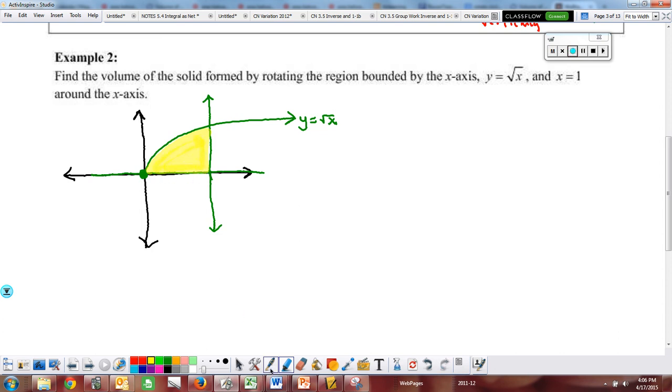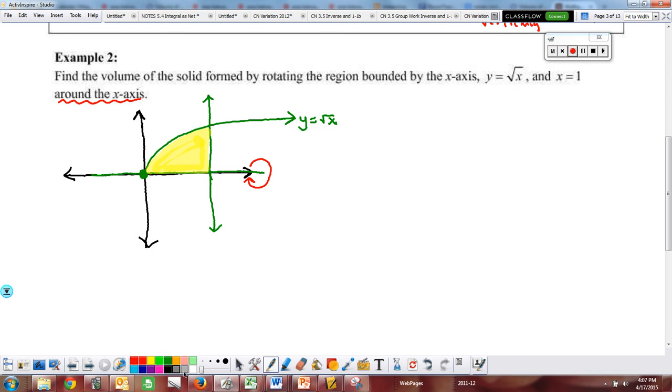Okay? The second thing that I would do when you are doing these problems is I would very clearly mark what you're spinning around, because we can change it. We can spin around the x-axis, the y-axis, or any horizontal or vertical line. So I read through and I see that it's telling me we want to spin around the x-axis, so I usually make a little curlicue to indicate which way I'm spinning.